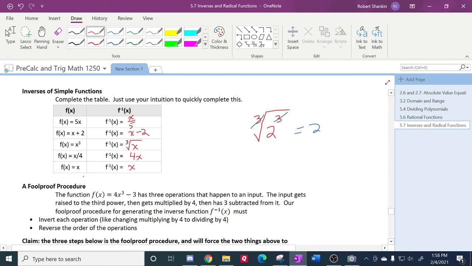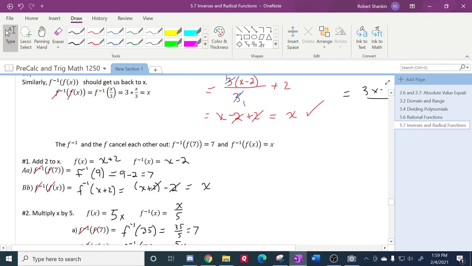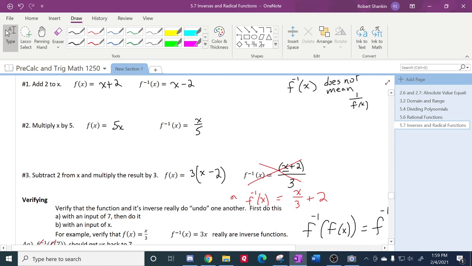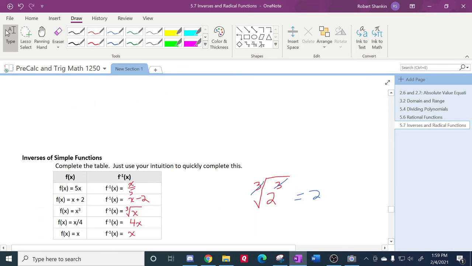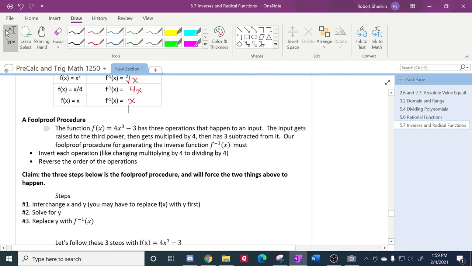All right, so when the function is really simple, we can find out what the inverse function is, usually very quickly, just using our intuition. But when the function is kind of complicated, like these ones here, subtract 2 from x and multiply the result by 3, and they get even a lot more complicated than that, then it's really easy to get confused finding an inverse function. And it's at that point that we really need a foolproof procedure.